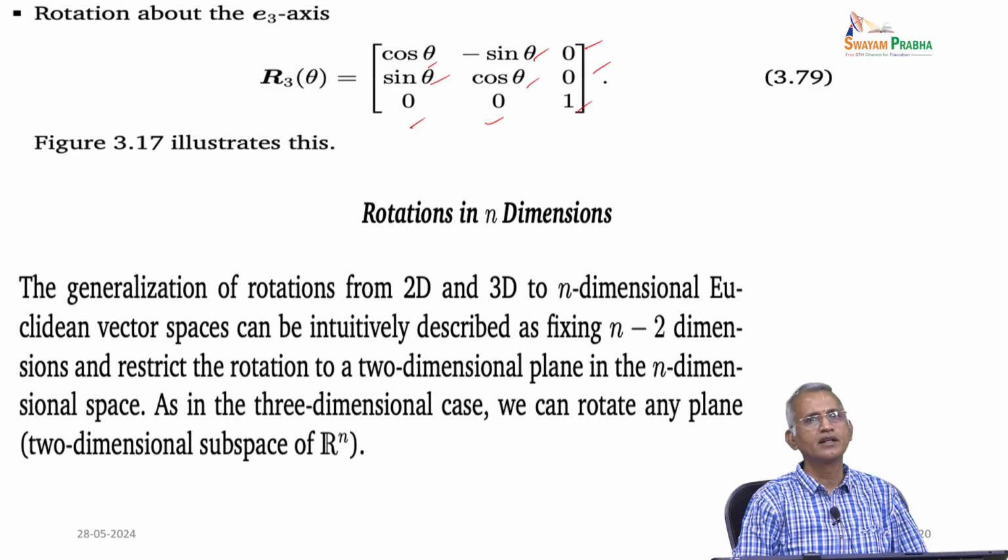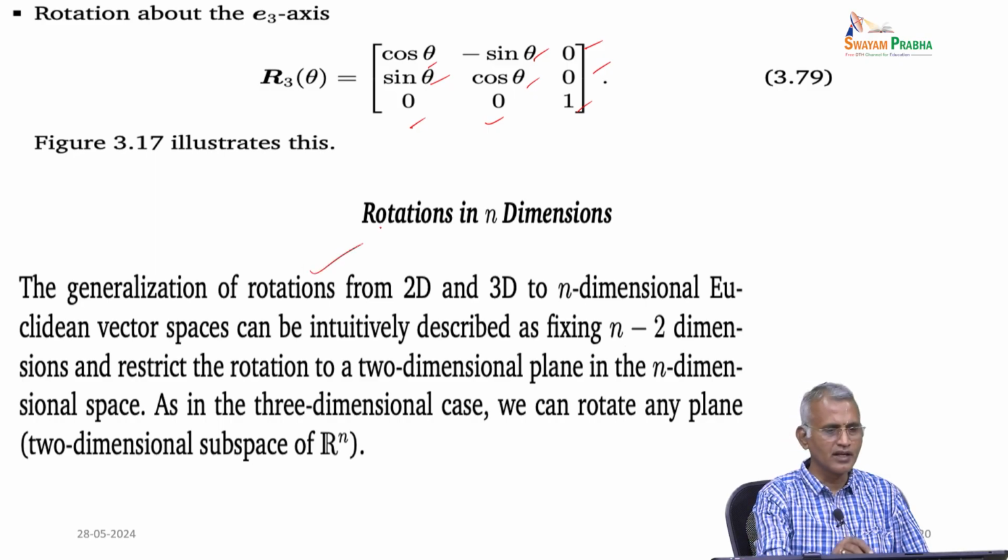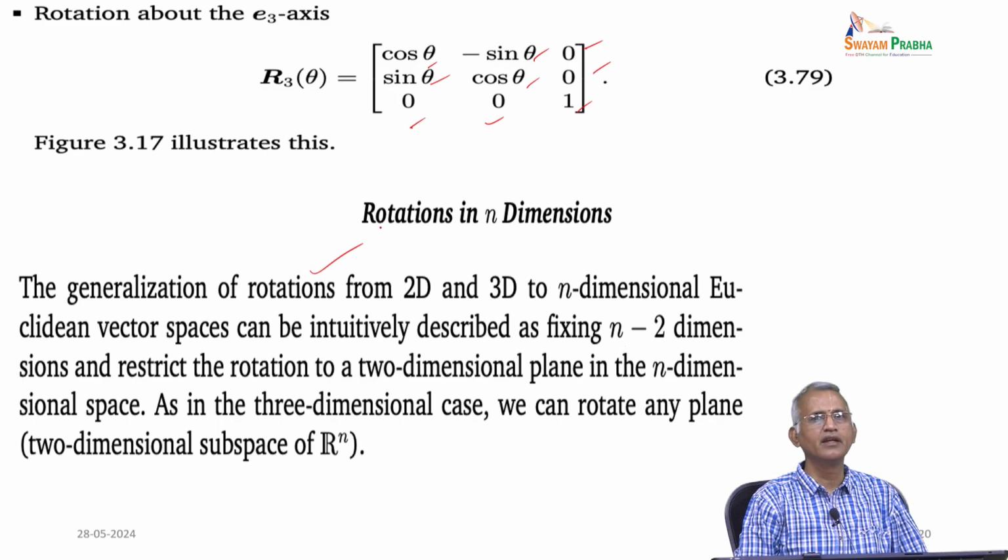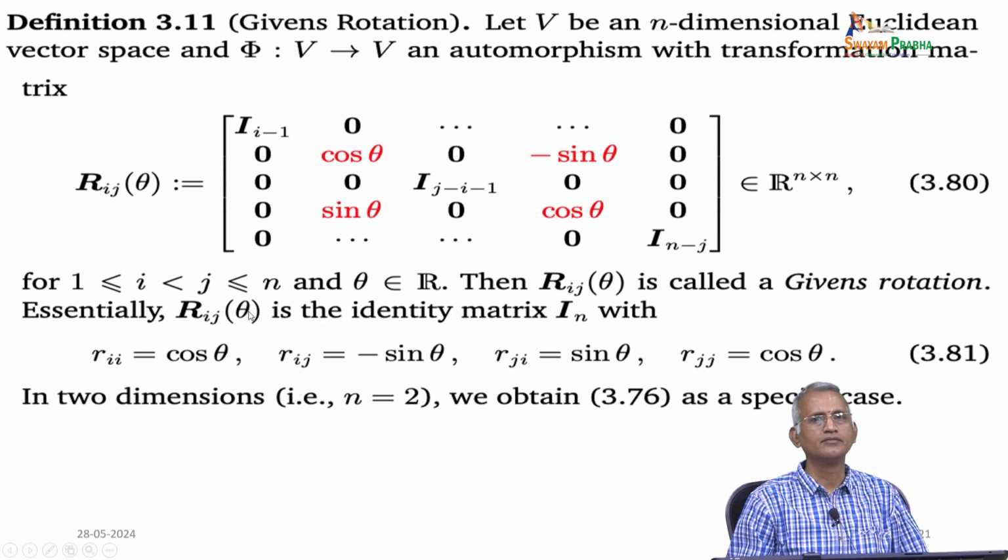Rotation in n dimensions: we generalize the rotation from 2D, 3D to an n dimensional Euclidean vector space. It can be intuitively described as fixing n minus 2 dimensions and restricting the rotation to a 2 dimensional plane in n dimensional space. As in the 3-dimensional case, we can rotate any plane of the 2-dimensional subspace of R power n. This is the meaning of rotation about 1, 2, 3 and so on.